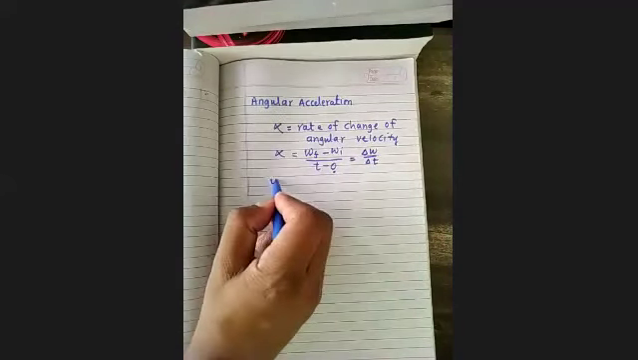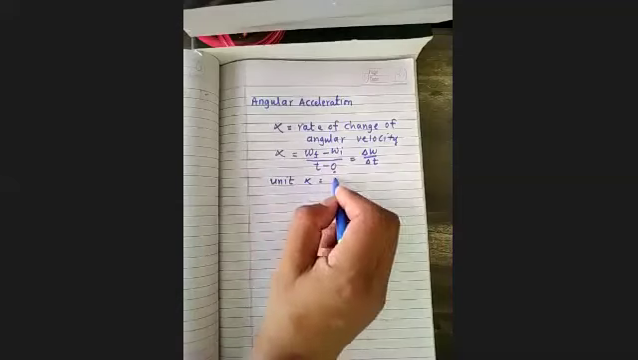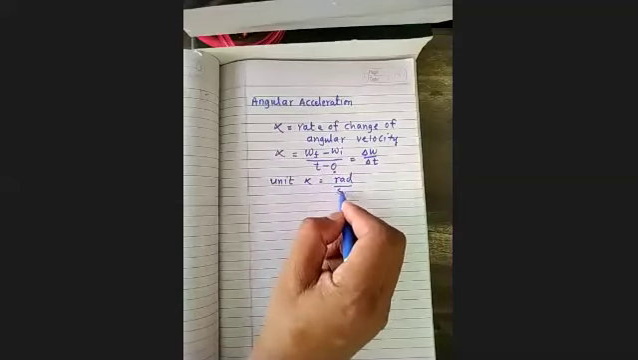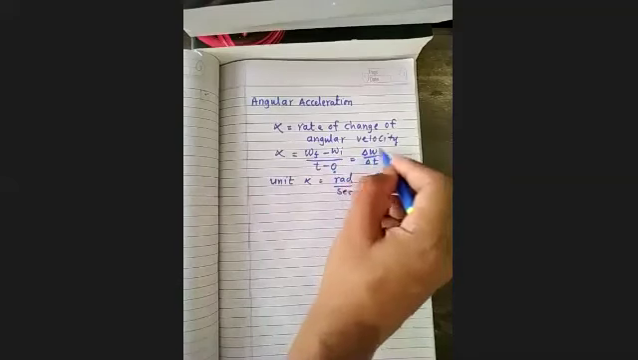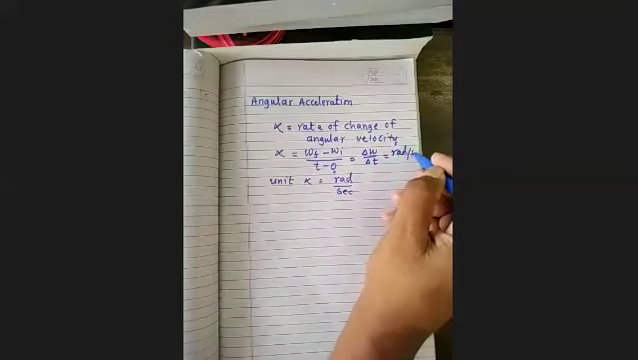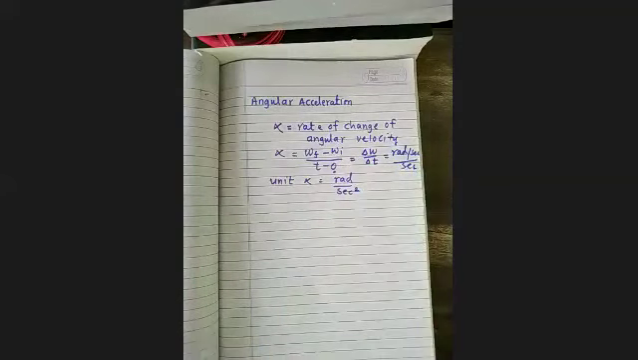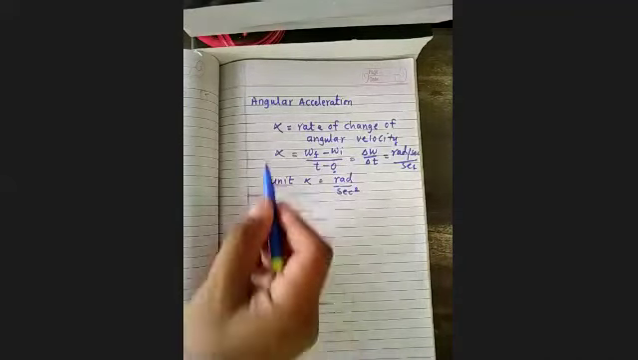So the unit of alpha is rad per second square, because the unit of omega is rad per second, divided by second, and the second will go to the denominator and it will become second square. So rad per second square is the unit of that particular physical quantity, angular acceleration. I think in 11th standard we already studied angular acceleration.